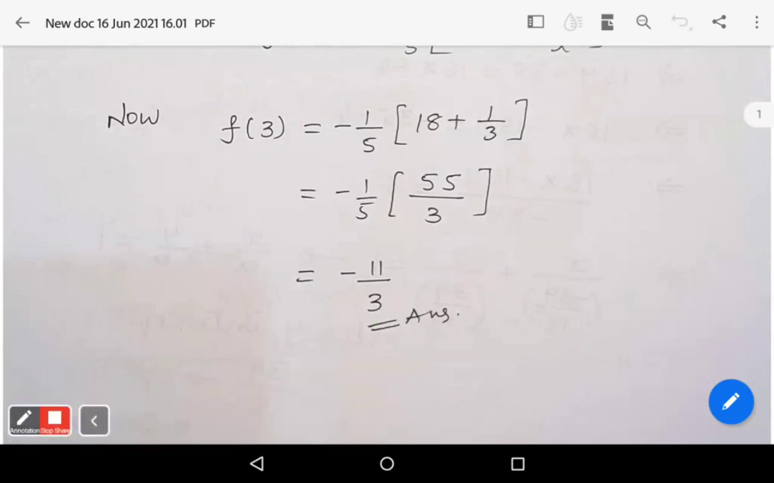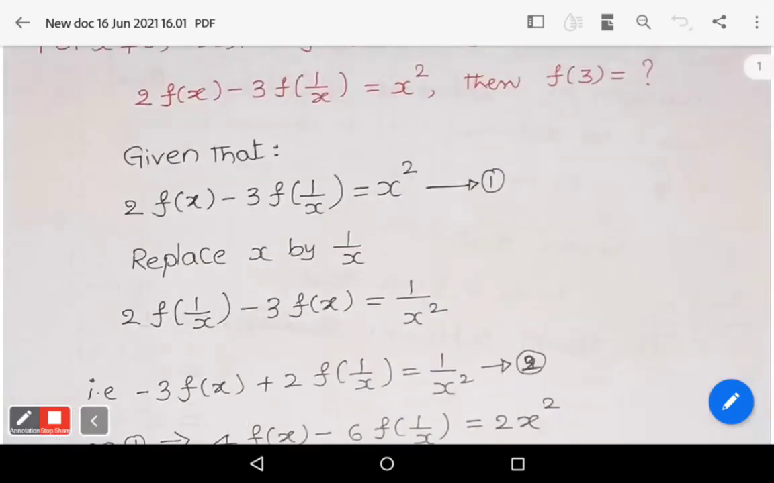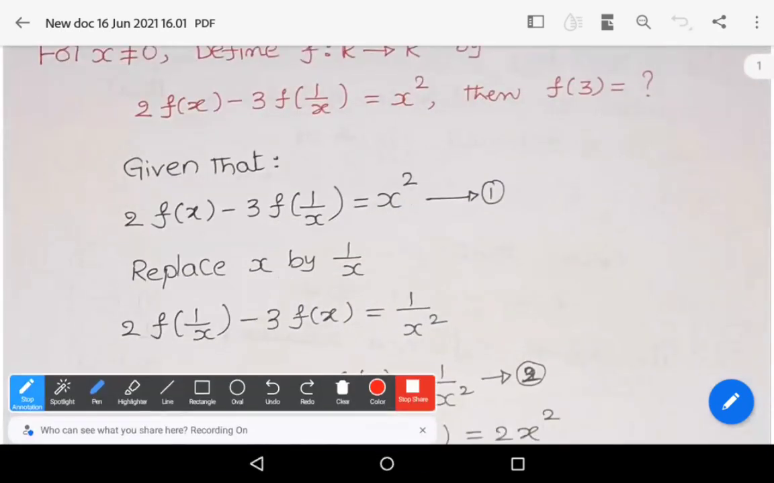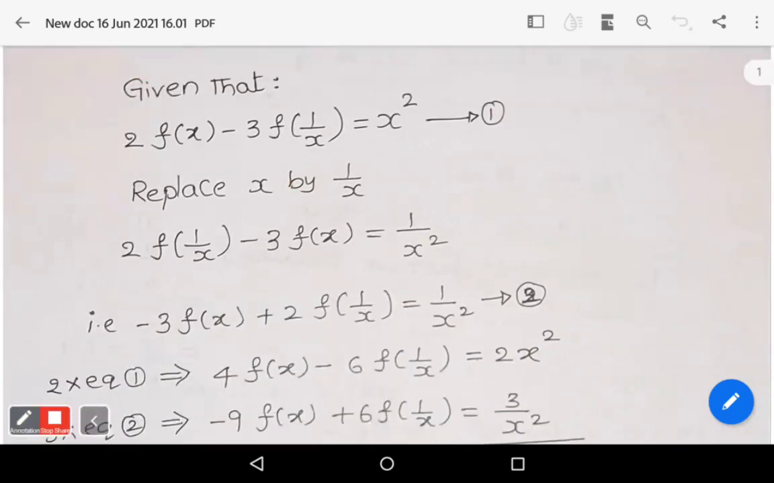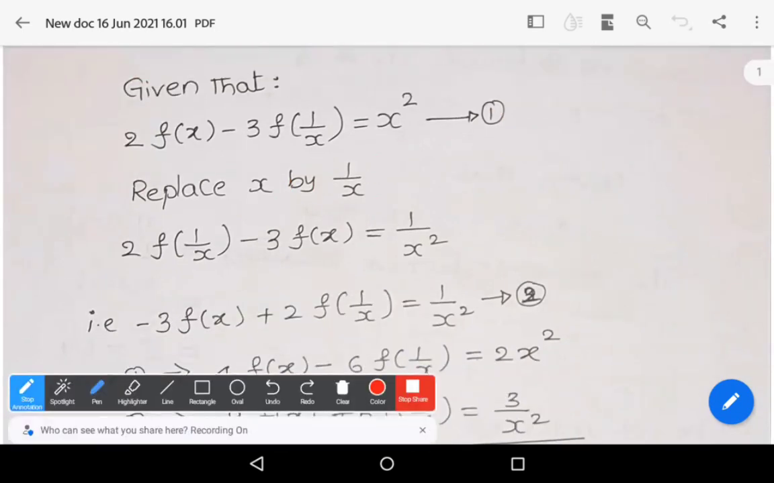Remember that to solve this expression, you have to cancel any one of the terms. That's why I replaced the variable x by 1 by x. If you replace the variable x by 1 by x in the given equation, it takes the form 2 f of 1 by x minus 3 f of x is equal to 1 by x square.